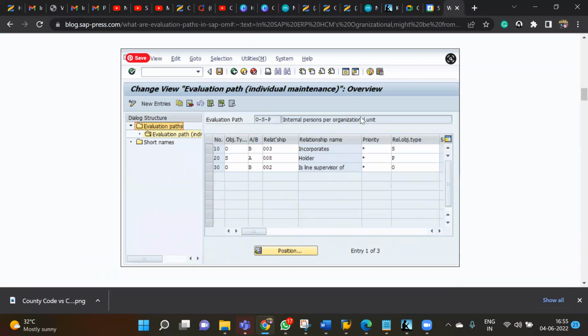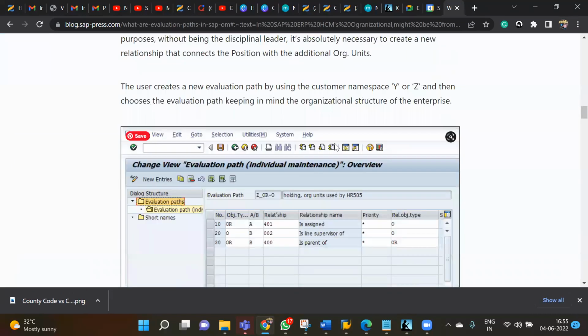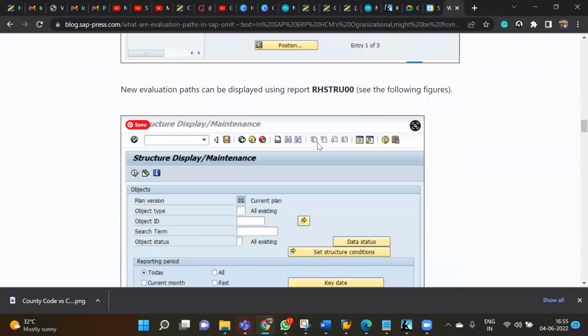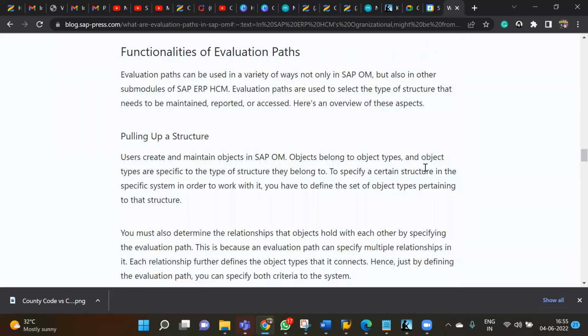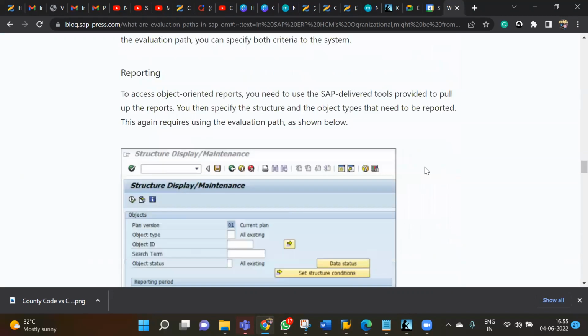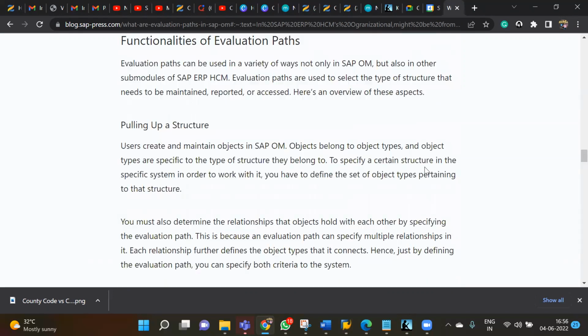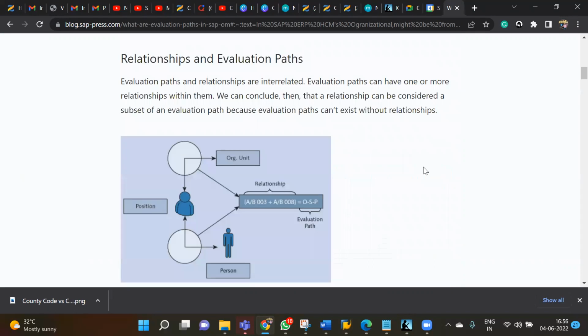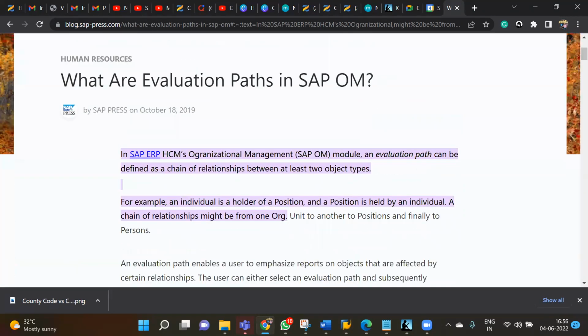OSP, what is the meaning of it? They have tried to explain it here in the evaluation path, right? So now they also talked about the report RHSTRU00. Okay, how to use this report for understanding the evaluation part, and what are the functionalities or detailed functionalities. This is a very nice blog, and you will find this blog in the SAP Press blog, right? So I will recommend studying it.